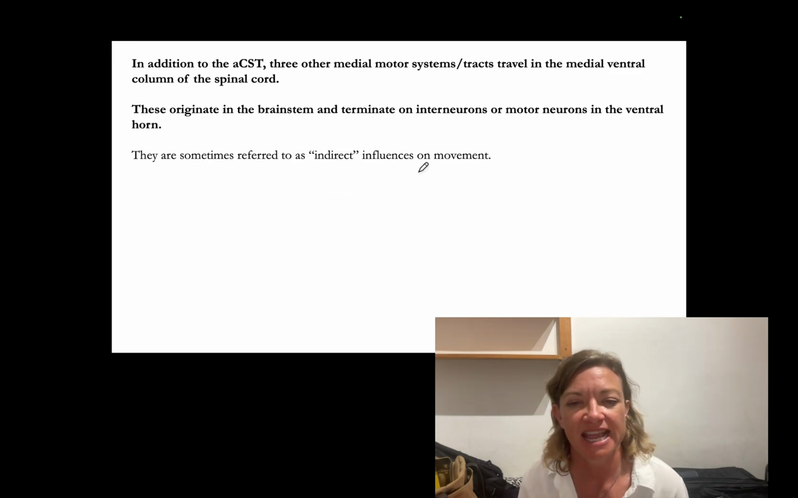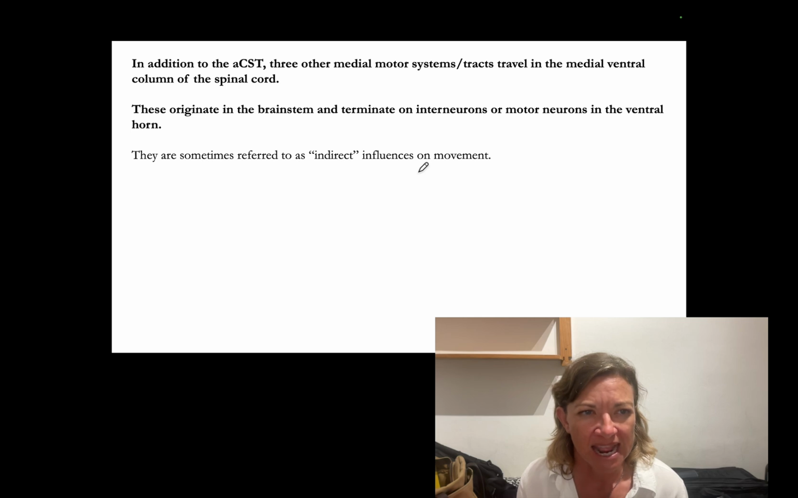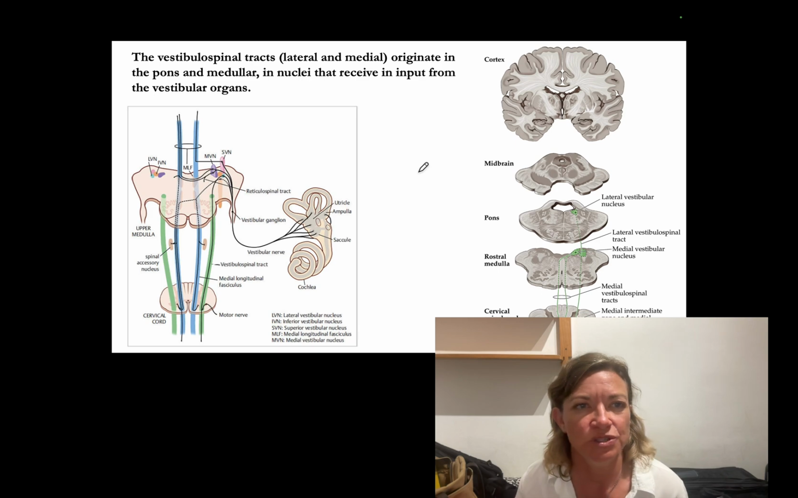Now, in addition to the anterior corticospinal tract, 3 other medial motor systems or tracts travel in the medial ventral column of the spinal cord. These originate in the brainstem and terminate on interneurons or motor neurons in the ventral horn, and they're sometimes referred to as having indirect influences on movement. So of these, we'll talk just a little bit about the vestibulospinal tract.